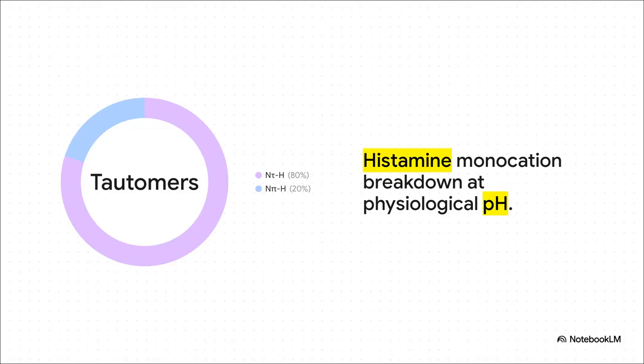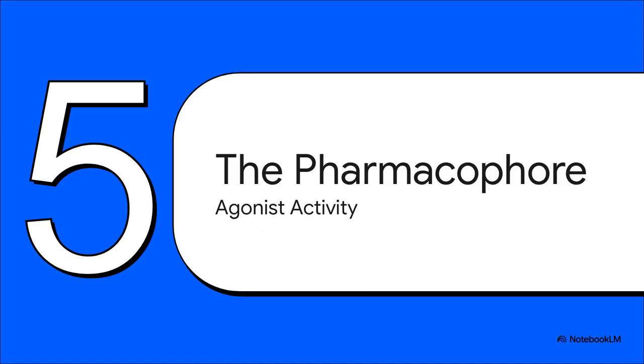Now, if we look back at that dominant monocation species we were just talking about, the molecule actually divides its proton shuffling forms with mathematical precision. Exactly 80% takes the N-tau-H form, while the other 20% acts as the N-pi-H form. It's this incredibly stable, predictable demographic split, and it's happening at a microscopic level literally millions of times every single second. Let's bring it all home with our final section, the pharmacophore conclusion.